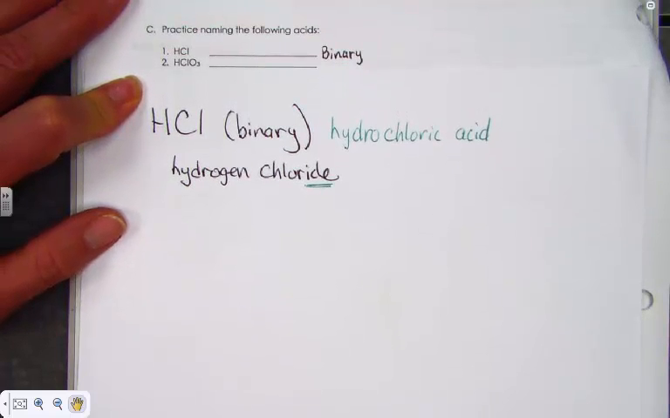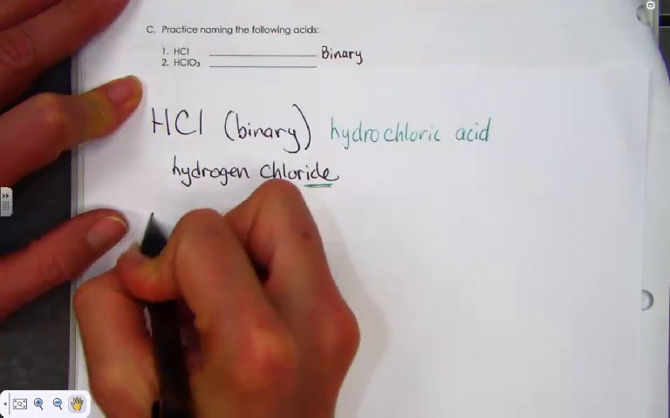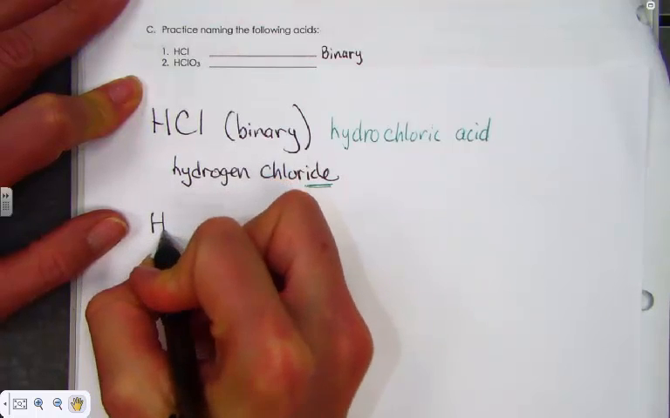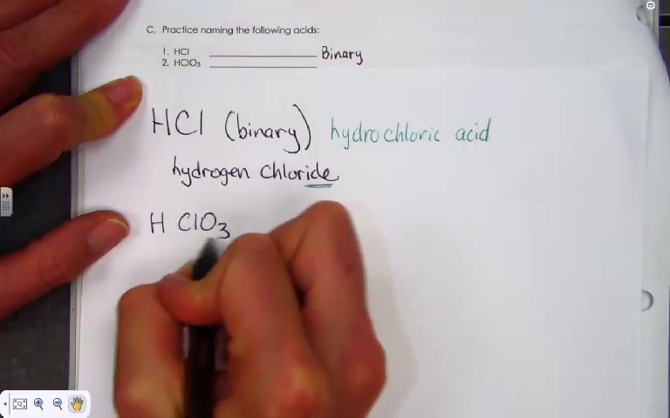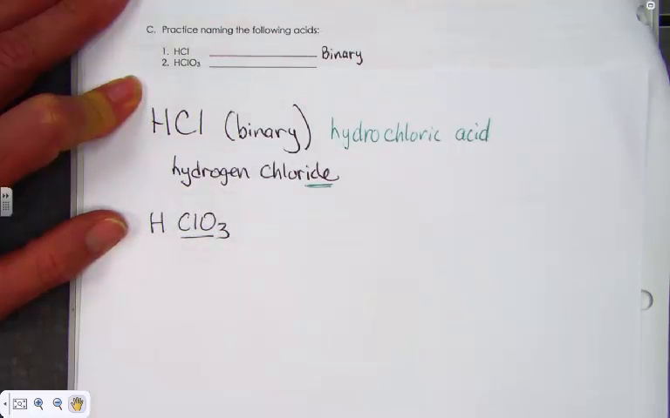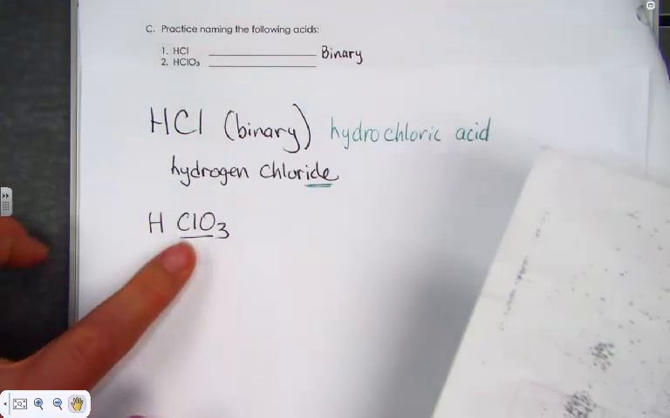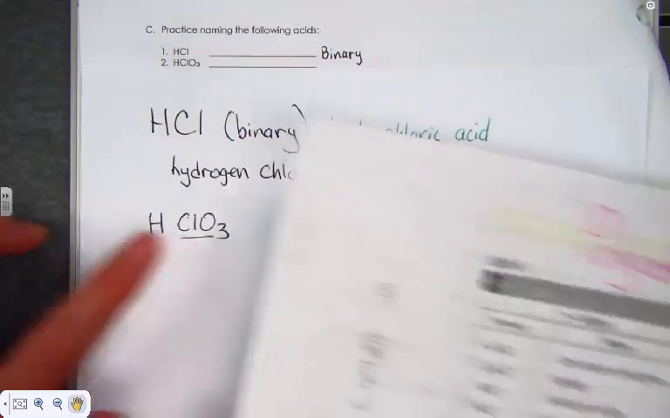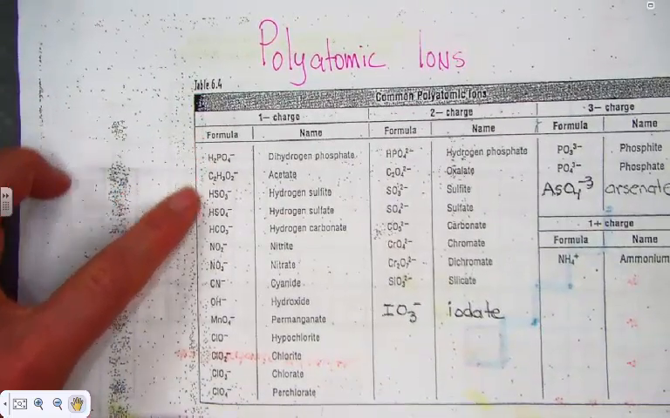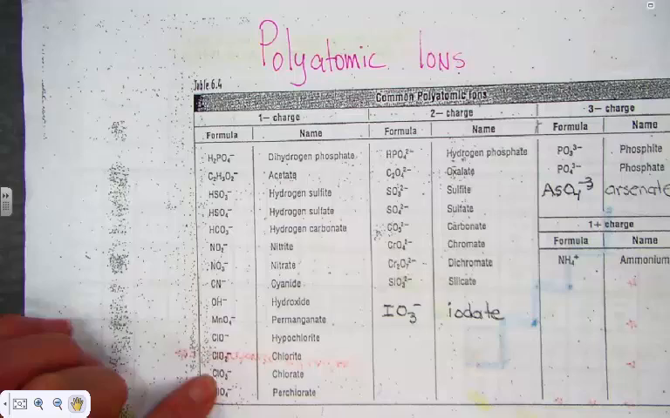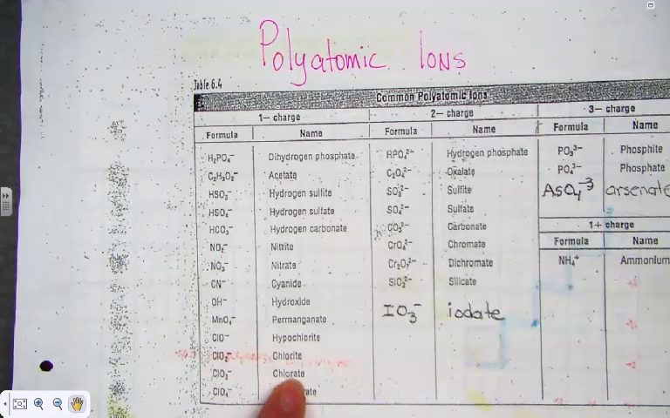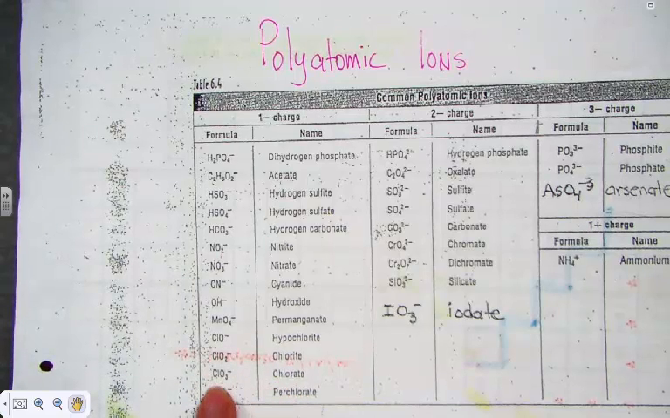Number 2, HClO3. I know it's an acid because it starts with an H. ClO3 is the polyatomic ion. Let's find its name. We know H is a +1, so ClO3 must be a -1. So I'm going to look through the first column. ClO3, -1, is called chlorate.